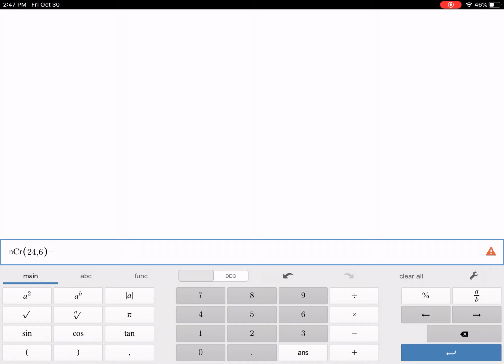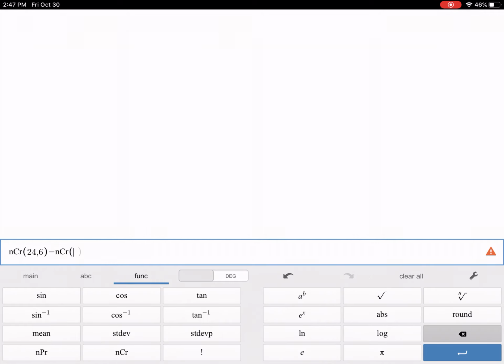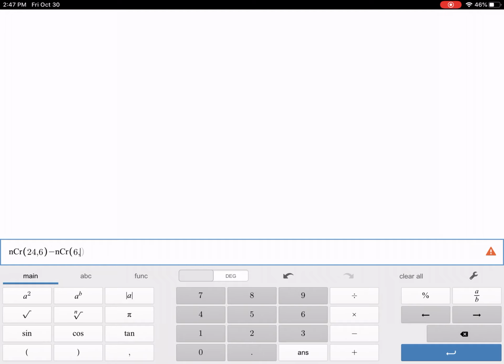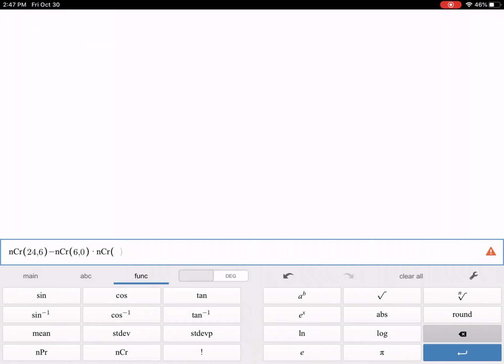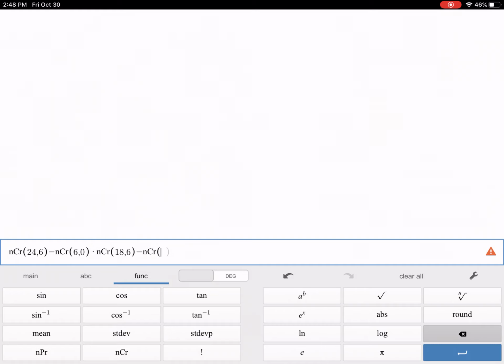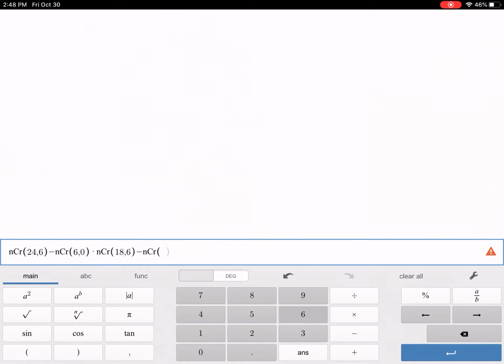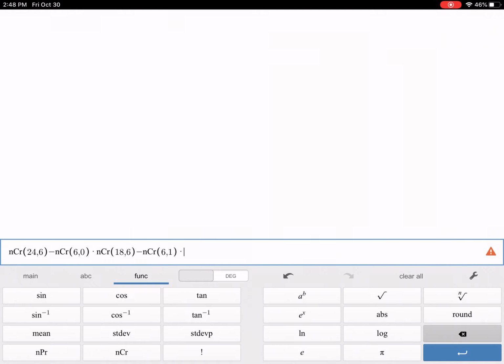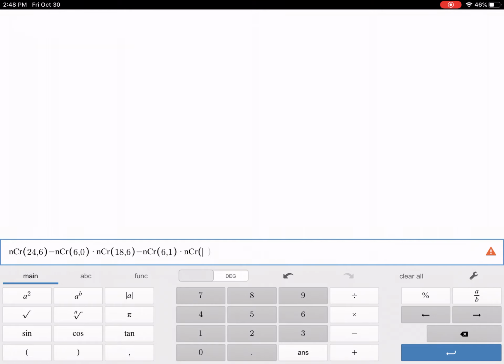All right, so we're going to subtract 6, choose 0, times 18, choose 6, minus 6, choose 1, times 18, choose 5. And I got 60.